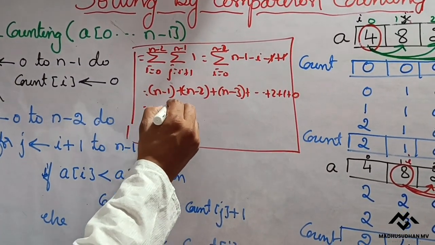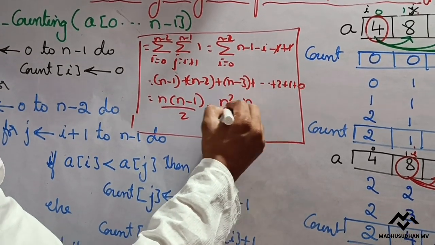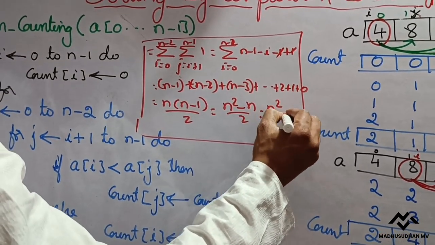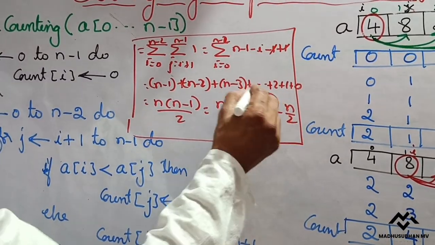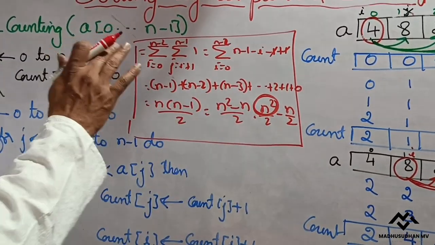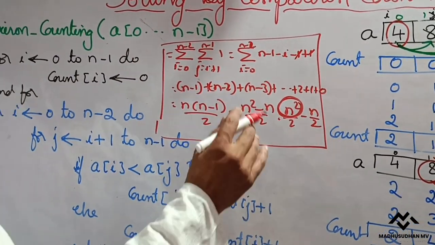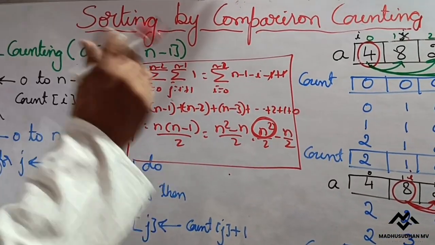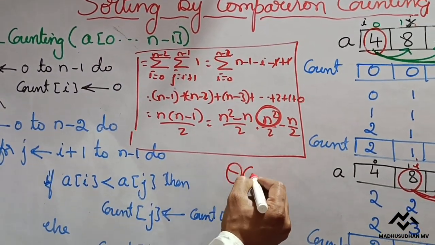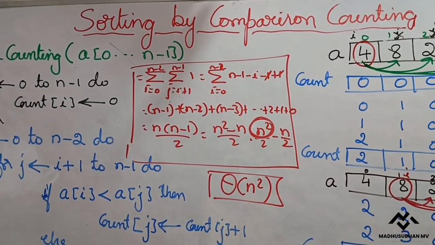Now this is nothing but n into n minus 1 by 2. This is nothing but n square minus n by 2, which is n square by 2 minus n by 2. So here the most dominant term is n square. Because however we give the input, we have to do this, that means there is only the average case. So big theta of n square. This is the time complexity of this algorithm.